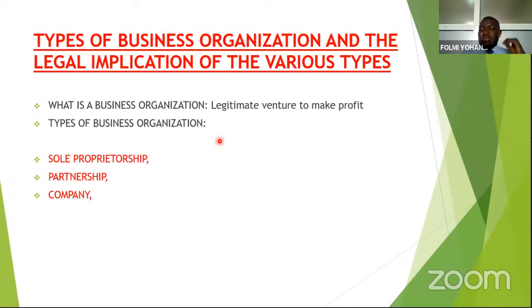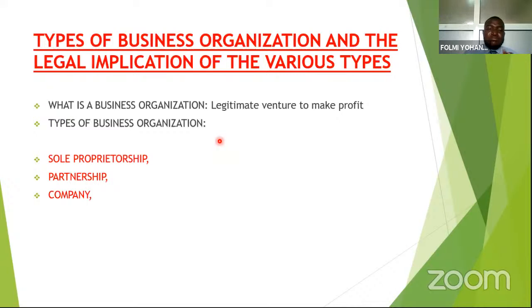So what we are going to look at now is types of business organization and the legal implications of the various types of business organization. By the time we are done discussing this, you will know what the various types of business organization are, and what a business organization is. We first of all look at what a business organization is, which on the slide you can see. Then we'll talk about the various types of business organization.